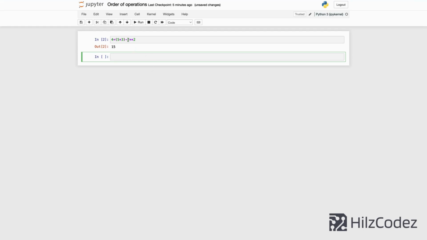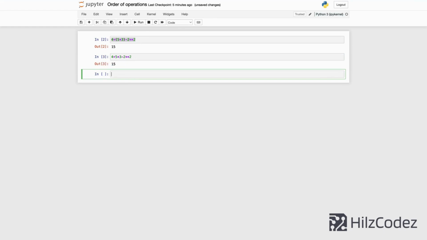Let's experiment a bit more. Let's remove the brackets from the expression. As you can see, the result is still 15. This is because the expression inside the brackets involves multiplication, and even without the brackets, multiplication takes a higher priority than the other operators in the expression. Therefore, it is still calculated first.